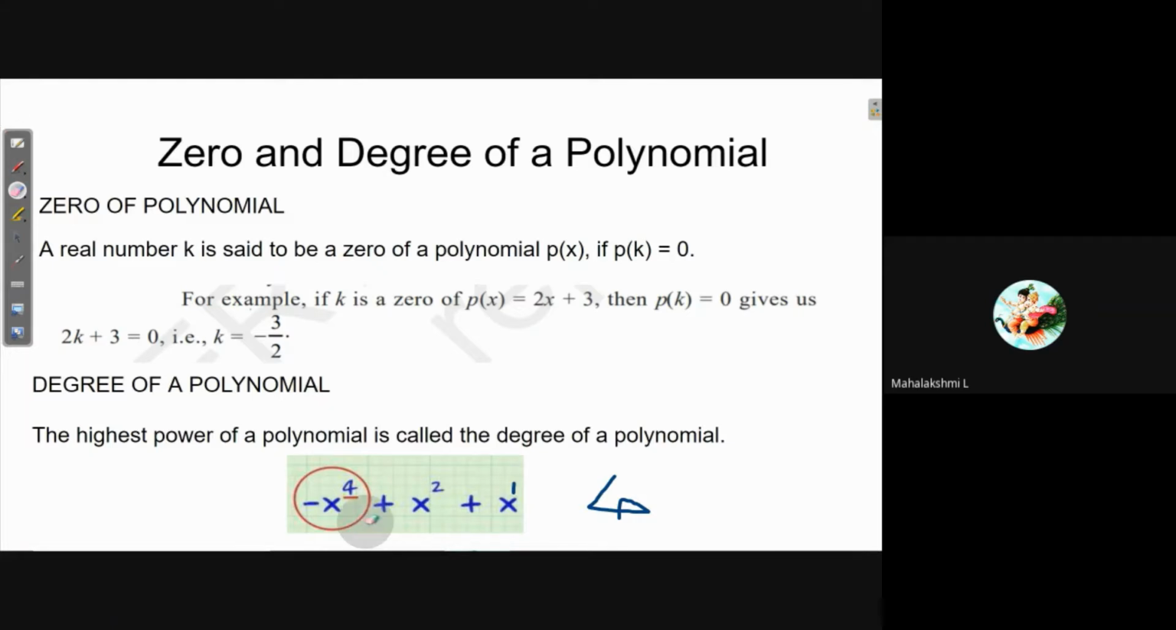If these two concepts are clear, it will be very easy for you to solve most of them.